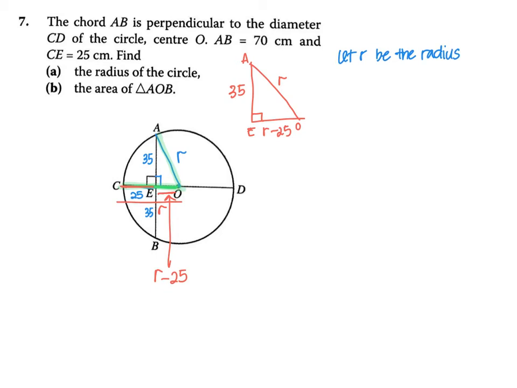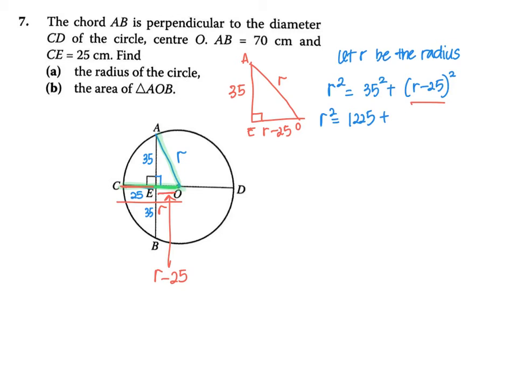In a right angle triangle, we know that the Pythagoras Theorem exists. So triangle OAE will satisfy the Pythagoras Theorem, given that hypotenuse squared equals 35 squared plus (r minus 25) squared. Now we're going to expand this. So I'll get 35 squared to be 1225. Please take note, usually students will give me (r minus 25) squared is r squared plus 25 squared.